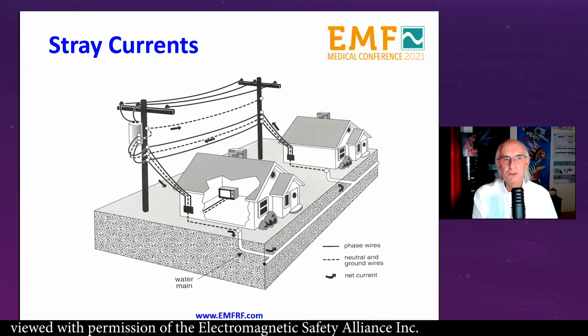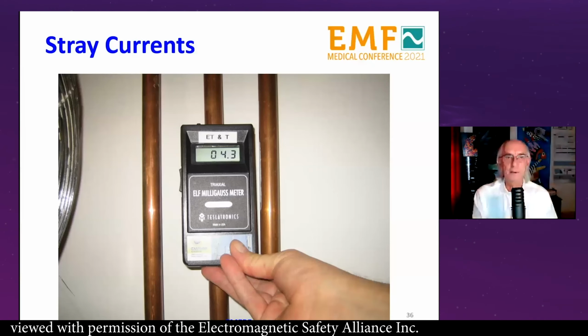All right, so stray currents, just one more time, are current flow on water pipes, on gas pipes, and drainage pipes, and where current is flowing from one building to the other. You may not be the cause, your neighbor may be the cause. So how do I find that out? Put your Gauss meter right on the plumbing pipe, and if you see an elevated level, then there's a current flowing on that pipe.